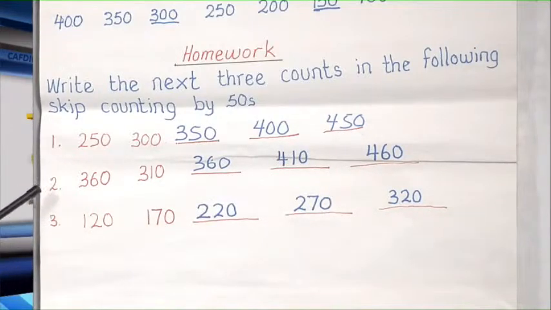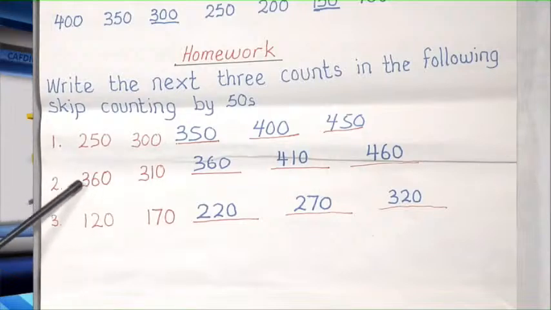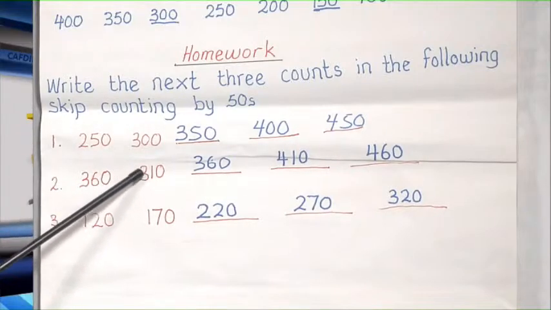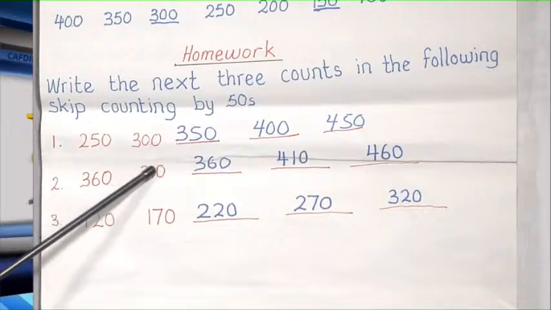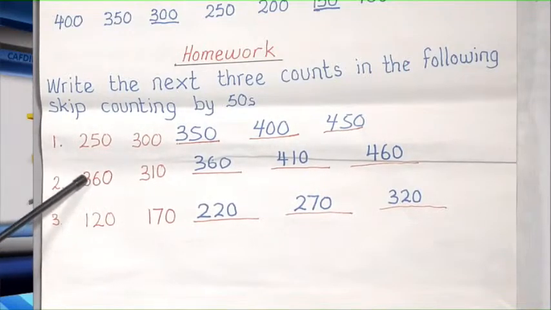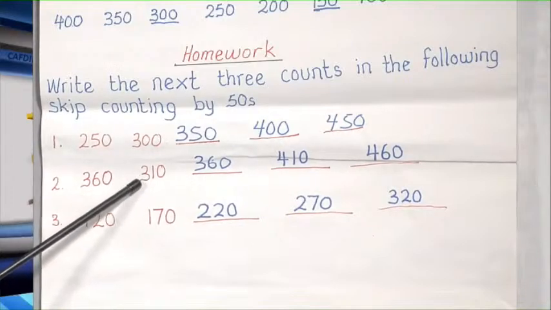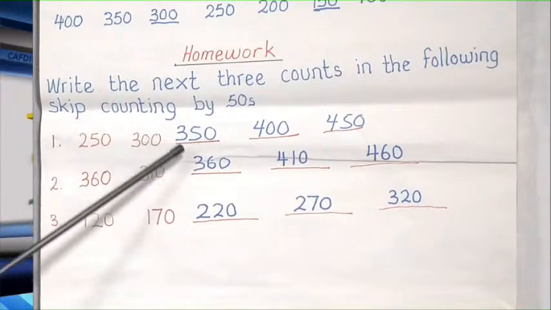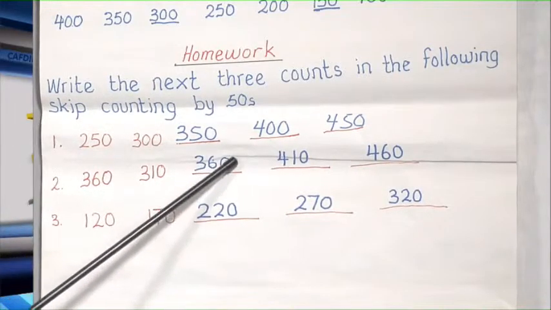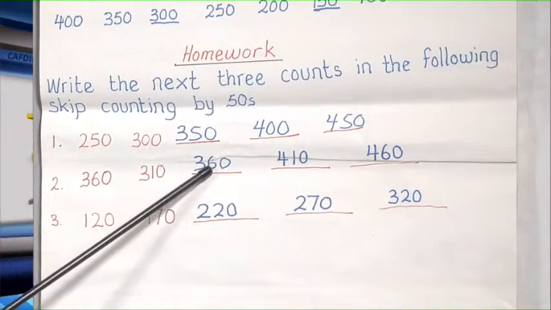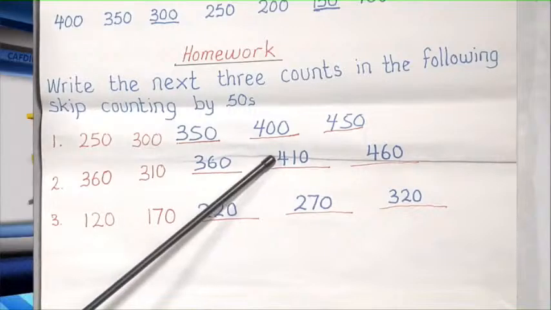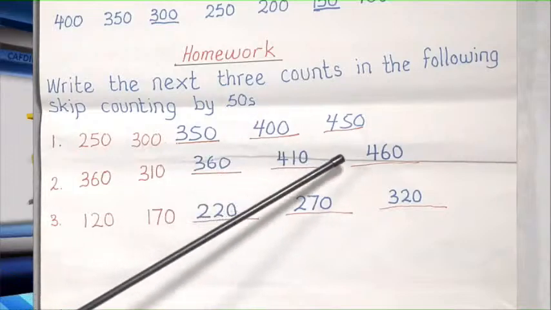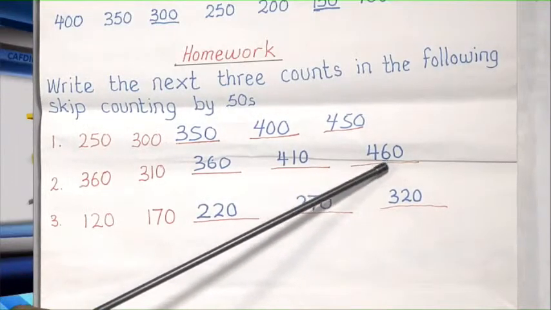Now let's come to the second one. It was 260. And we were lucky, the next number was given to us, 310. So 260, they have added 50 to it to become 310. So this 310, you also have to add 50 to it to become 360. So 360, when you add 50 to it, it becomes what? 410. And 410, when you add 50 to it, you get 460.